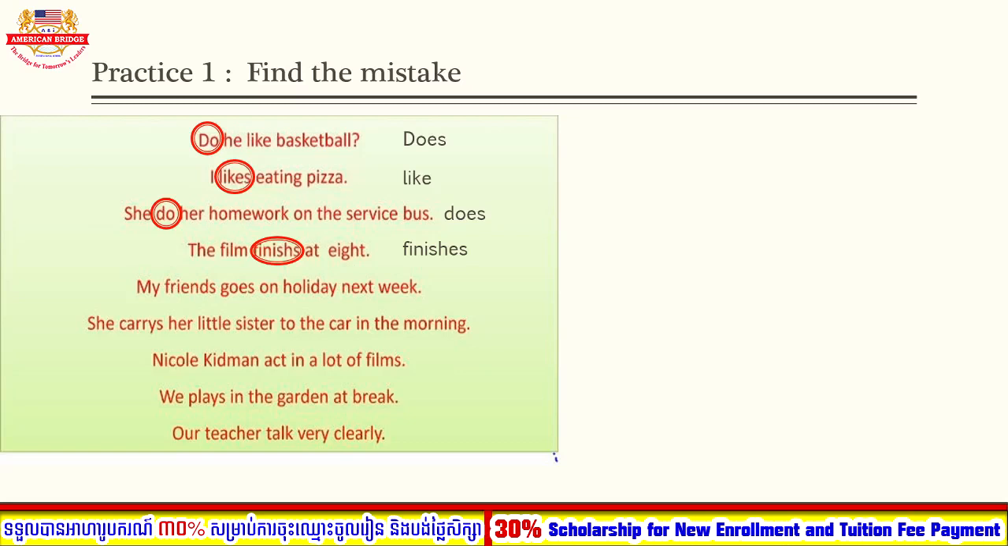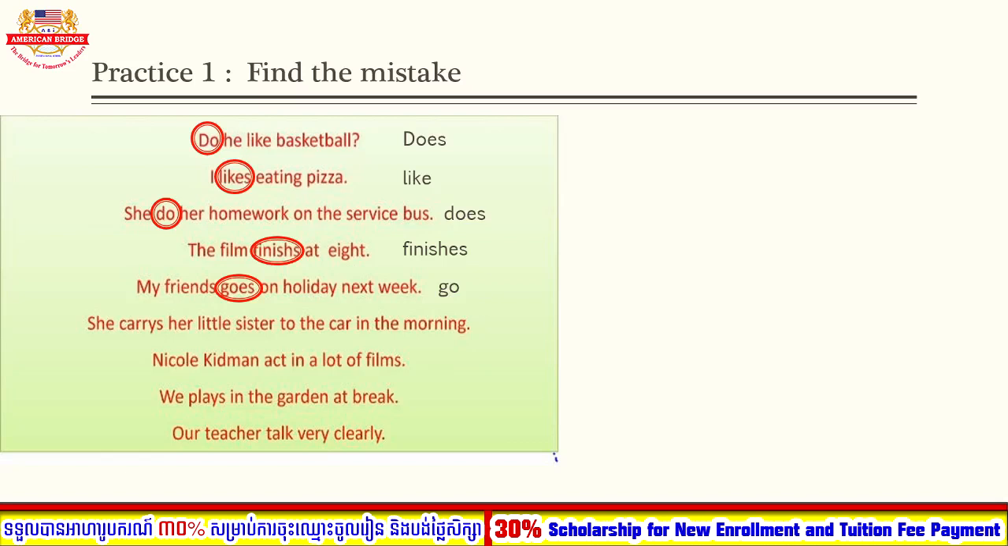My friends goes on holiday next week. So which one is the mistake again? Great. So the mistake again is goes, right? So we need to change that one to go because my friends, with s, means like a lot. It can be used with the subject they, right? Okay, so if you use with they, the verb we need to put into the base form. That's why we need to put it go, right? Okay, so now let's move to the next one.